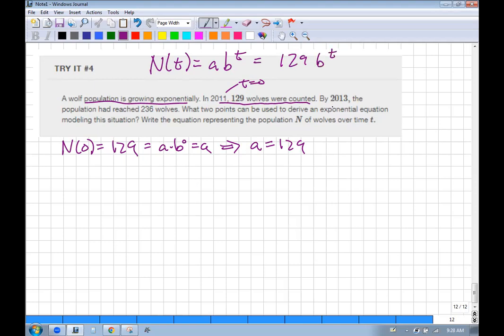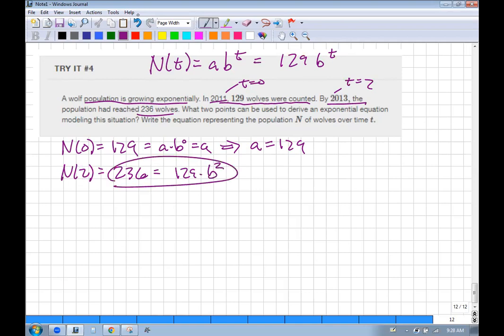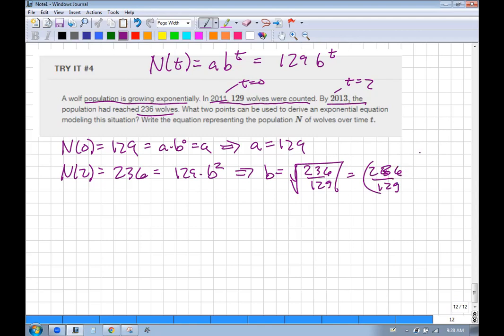Okay. Now they tell me in 2013, let's see, that's 2 years later, right? 2 years later, the population is 236, and this is N of T. Well, I know A is 129. This is B squared. All right, so looking at this, I could see, oh, obviously B is the square root of 236 over 129, right? Or 236 over 129 to the 1/2 power.